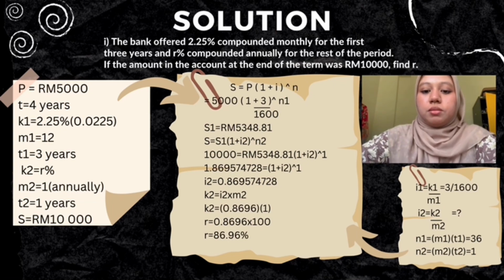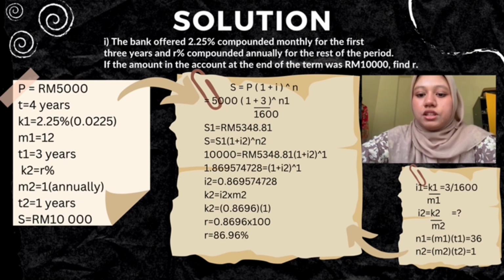So the formula will be S equal to S1(1 + i2)^n2. So S will be 10,000, S1 will be 5,348.81, (1 + i2) with n2 equal to 1. So the R will be 86.96%.